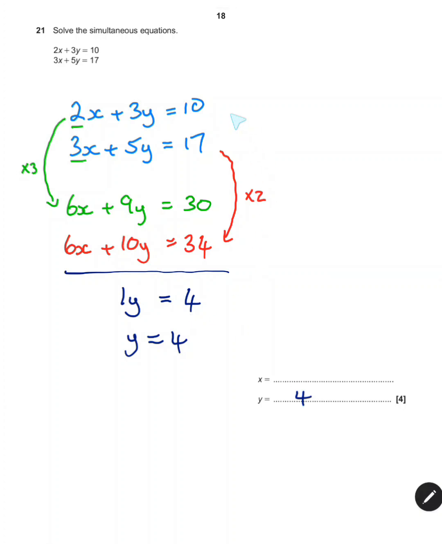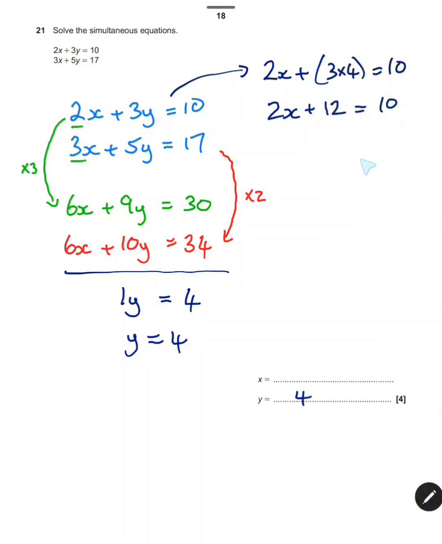What we're going to do now is go to any of these equations at the top, and I always go to the top one. And we're going to rewrite it as 2x plus, not 3y anymore, because we know that y is 4. So 3y becomes 3 lots of 4. 3y's, y is 4, and that still equals 10. Let's work this through. 2x added to 3 4's, which are 12, equals 10. Just got a nice linear equation to solve now.